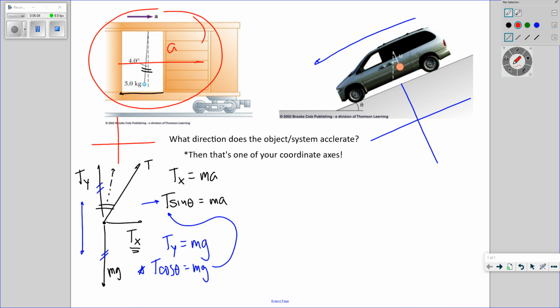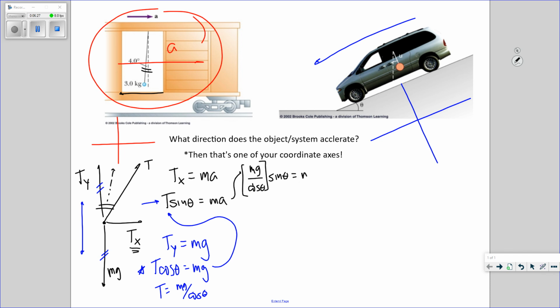So from here, we get t is mg divided by cos theta. That goes into our expression where I drew that arrow. So this turns into mg over cos theta, that's t, times sine theta equals ma. The m's are gone, and we get g sine theta divided by cosine theta, which is g tangent theta. There's your answer.